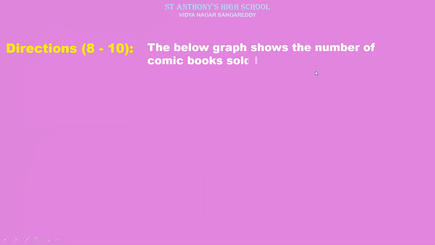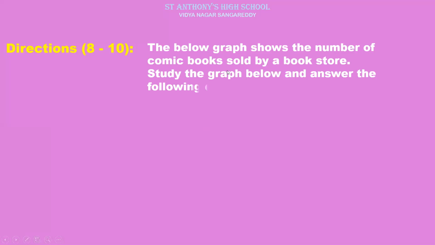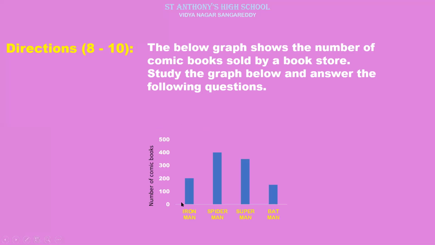So directions. Again we have to see the directions. The graph below shows the number of comic books sold by a bookstore. Study the graph below and answer the following questions. Once again, simply observe this graph carefully. Which type of data representation is this? Can you answer in the chat box? Quick, quick, quick, fast. Bar graph, very good. So this is a bar graph.